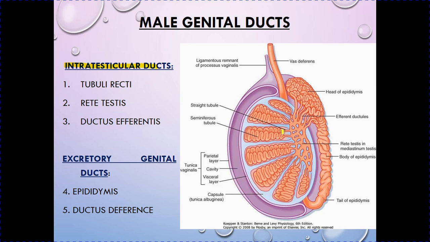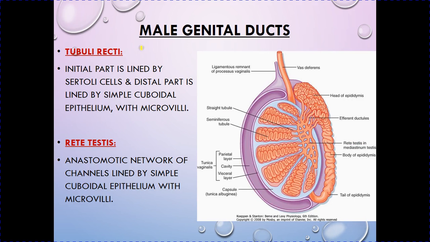There are two types of ducts: intratesticular ducts inside the testes. The first is tubuli recti, which are also called straight tubules. Then you have rete testis, and you have efferent ductules. So we have three intratesticular ducts. Then the excretory genital ducts: there is the epididymis and ductus deferens, also called vas deferens. We are going to see how their epithelium is formed, and what their appearance is under the microscope.